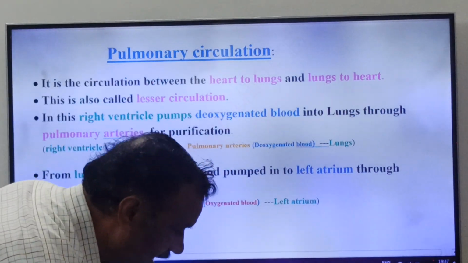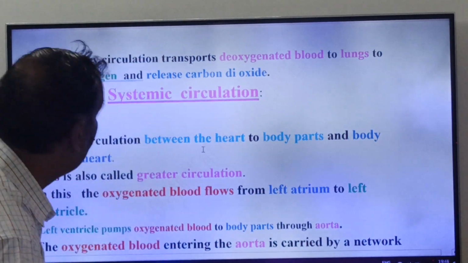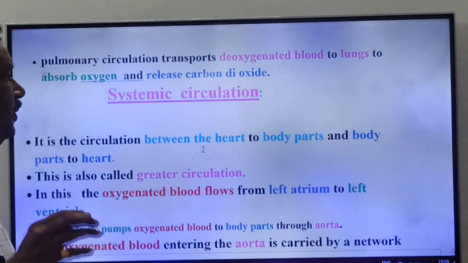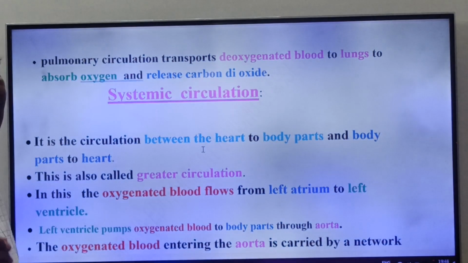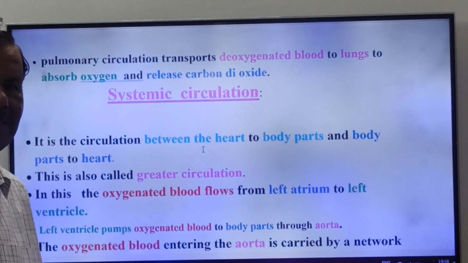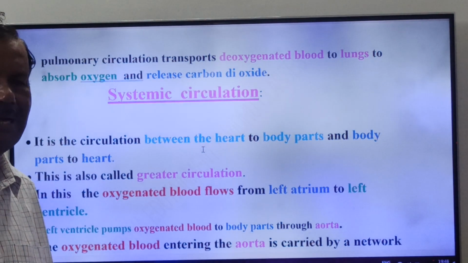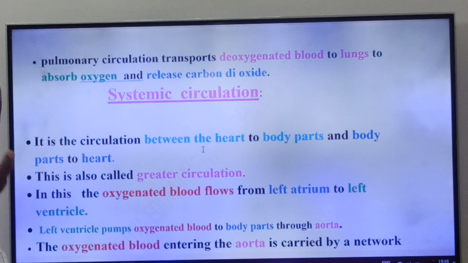This is about pulmonary circulation. In the pulmonary circulation, deoxygenated blood is transported to the lungs to absorb oxygen and release carbon dioxide. In the pulmonary circulation, what happened, friends? The carbon dioxide in the blood is absorbed by the lungs, and the lungs release oxygen into the blood.